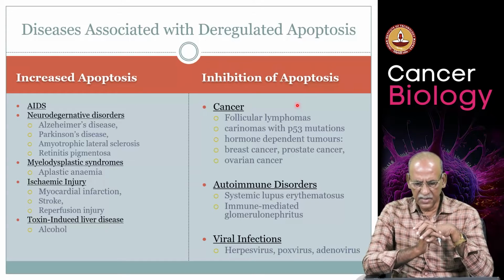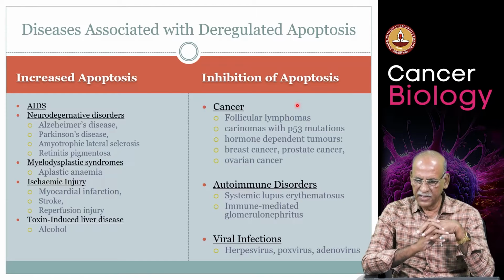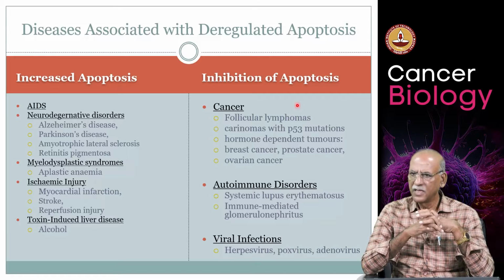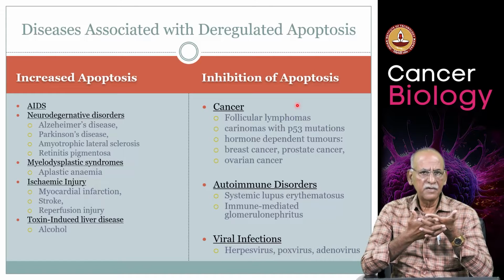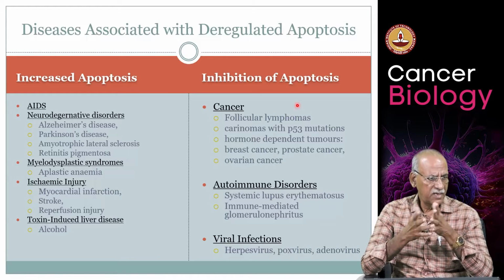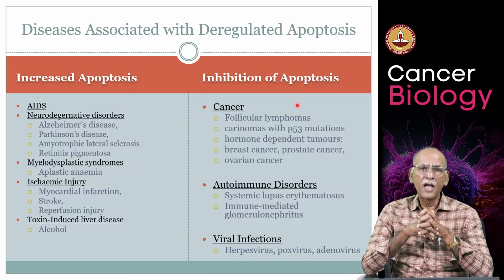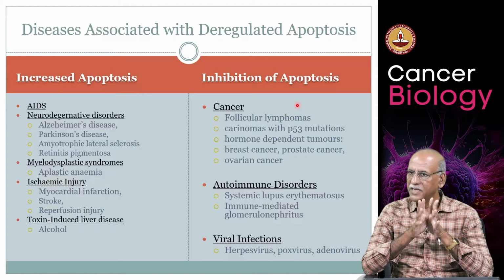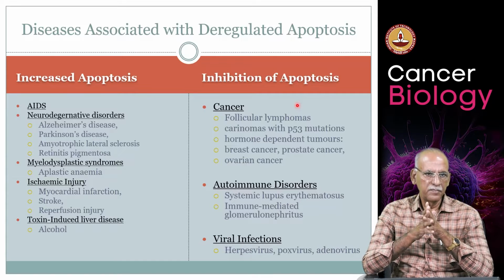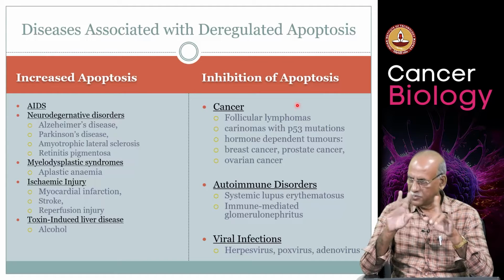So, there are many cancers, carcinomas with p53 mutations, hormone dependent tumors, breast cancer, prostate cancer, ovarian cancer, follicular lymphomas. In all these cancers, cancer patients have been found to have some defects or other in apoptotic signaling pathways. Most of them either have defects in the pro-apoptotic genes or have increased expression of anti-apoptotic genes. In fact, they have both. Many cancer patients have defects in both.